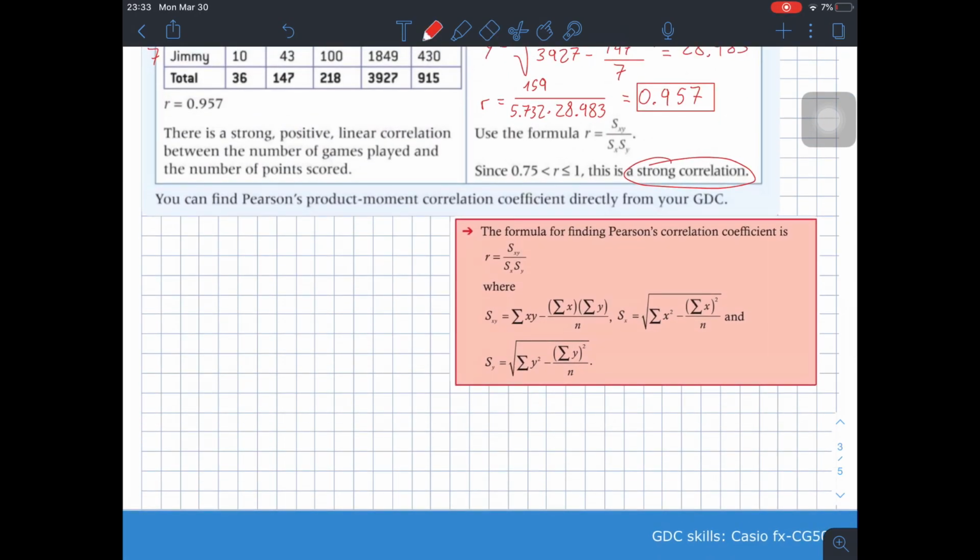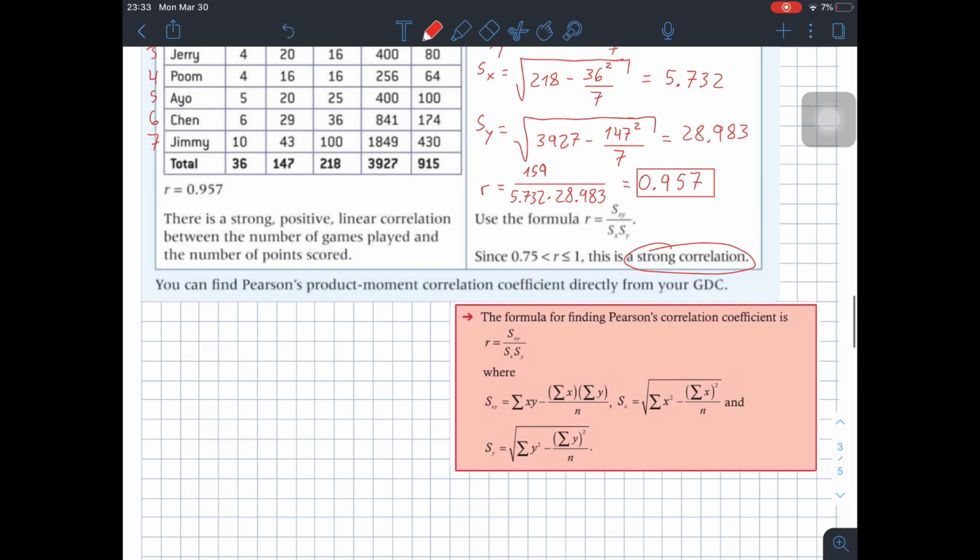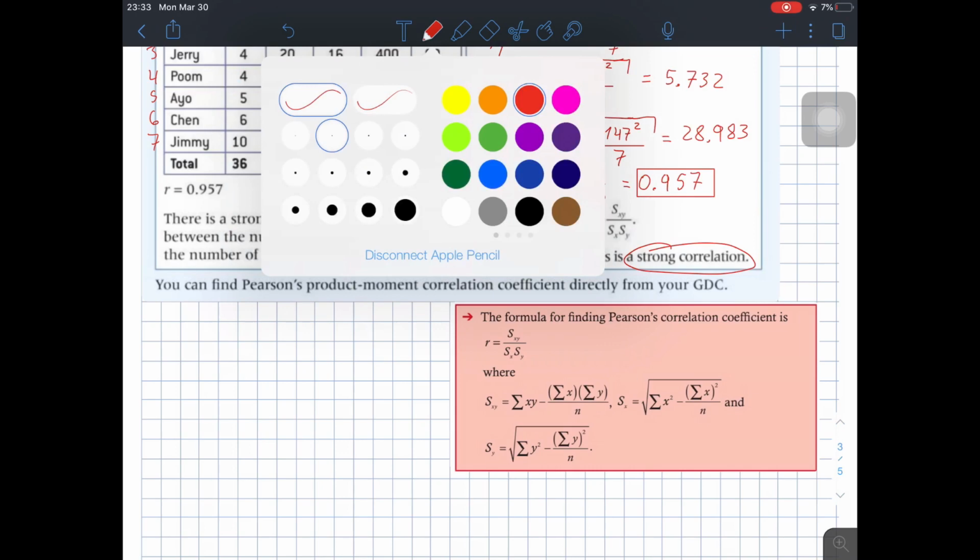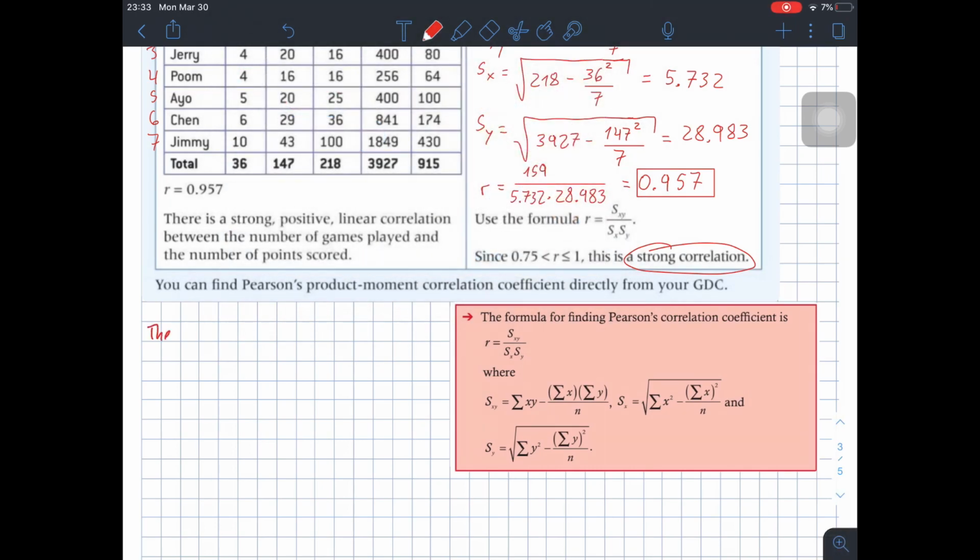So we would say that's what's missing here. There, let me use a bigger font. There is a strong positive linear correlation between the variables.